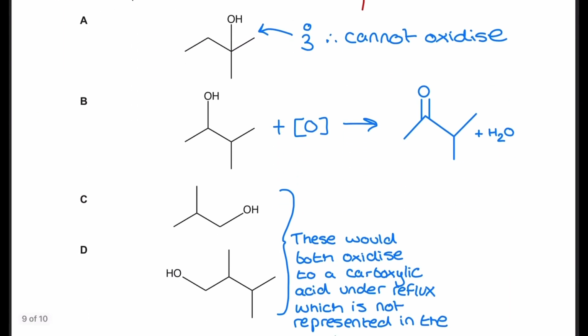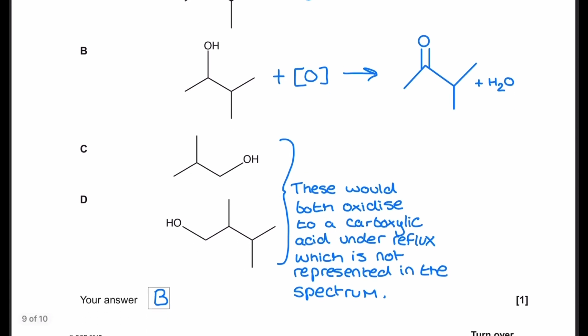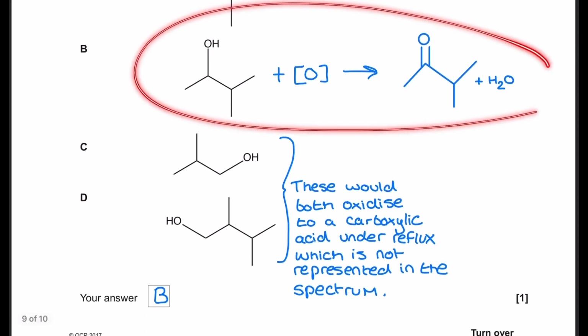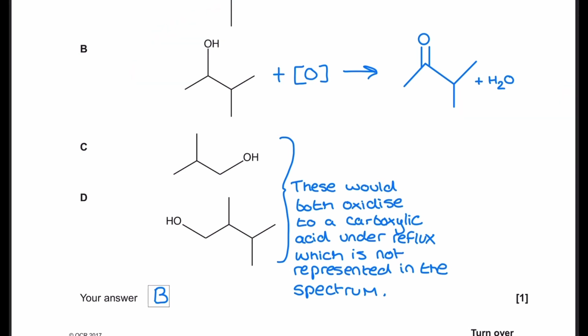Going down the list, I can see that option A is tertiary, so can't oxidize. Option B is exactly what I'm looking for, a ketone, and I've written the reaction equation out here for you. And then option C and D are both primary alcohols, which would become the carboxylic acid I mentioned. So my correct answer here is B.